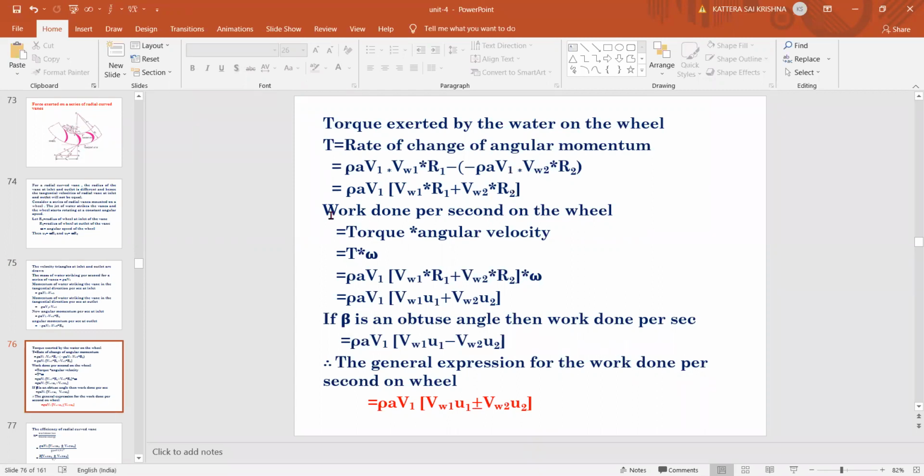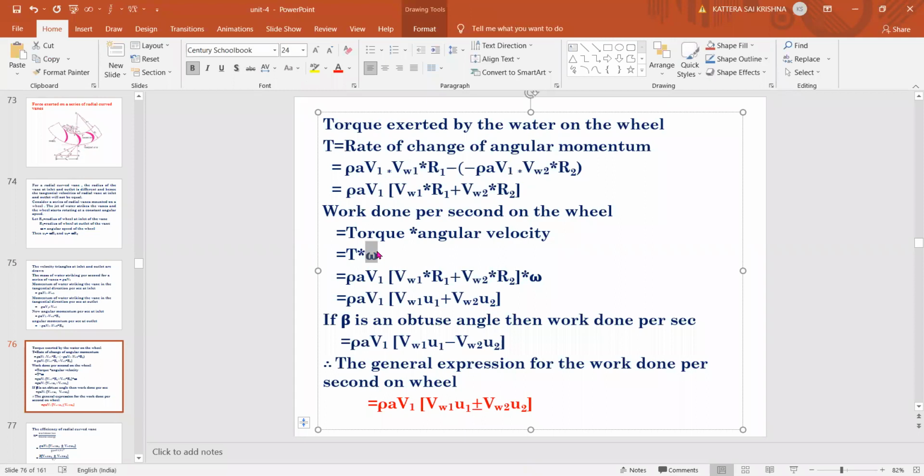So after this, we can find the work done. Work done per second on the wheel is torque into angular velocity, denoted by omega. We already know U1 equals omega into R1. Torque we already got, so if you substitute torque into omega, you get R1 omega here and R2 omega here. R1 into omega is U1. So finally you get the expression for work done as rho A V1 into VW1 into U1 plus VW2 into U2.